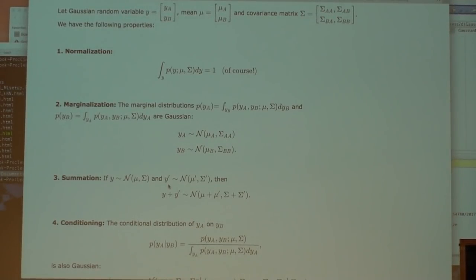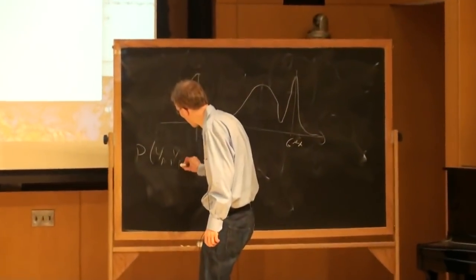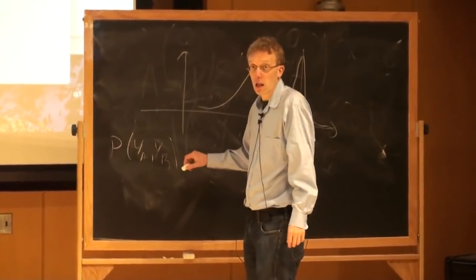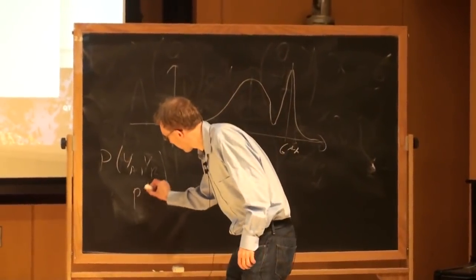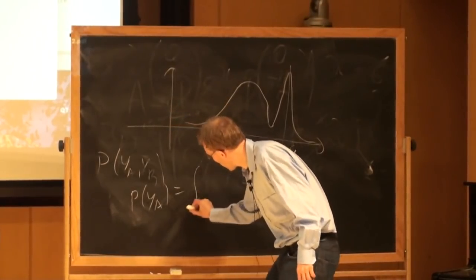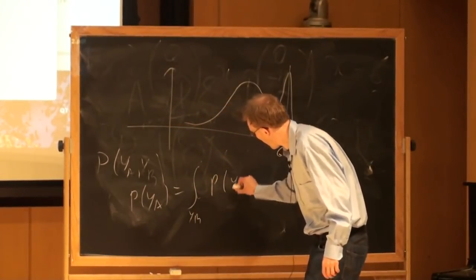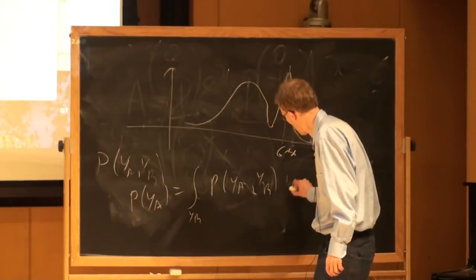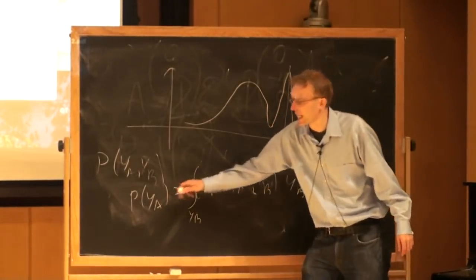Then we have two more, marginalization and conditioning. So what does that mean? Marginalization means if I have a Gaussian distribution over two values, YA and YB, that's a two-dimensional Gaussian. If I now compute the probability of P of YA, what is that? That's the integral over YB of P of YA, YB, dYB. So that is, again, a Gaussian distribution.